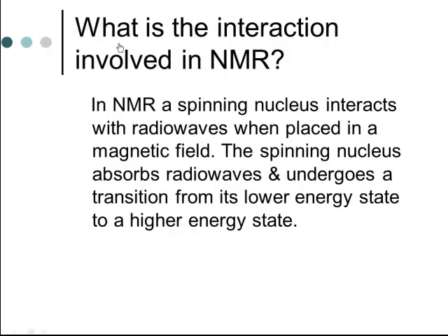As I just told you all, any kind of spectroscopy involves interaction between electromagnetic radiations and matter. So what is the interaction involved in NMR? The interaction involved in NMR is that between a spinning nucleus and radio waves, and this interaction comes about only when the nucleus is placed in a magnetic field. So basically in this spectroscopy, a spinning nucleus absorbs radio waves and undergoes a transition from one energy level to another.